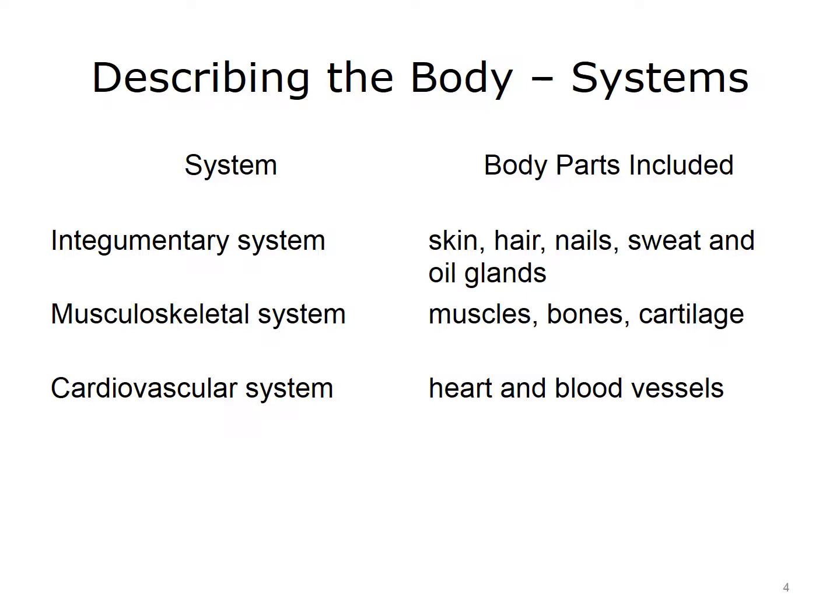The musculoskeletal system includes muscles, bones, and cartilage. It supports the body and produces body movement. And the cardiovascular system includes the heart and blood vessels. It pumps blood throughout the body to transport nutrients, oxygen, and wastes.